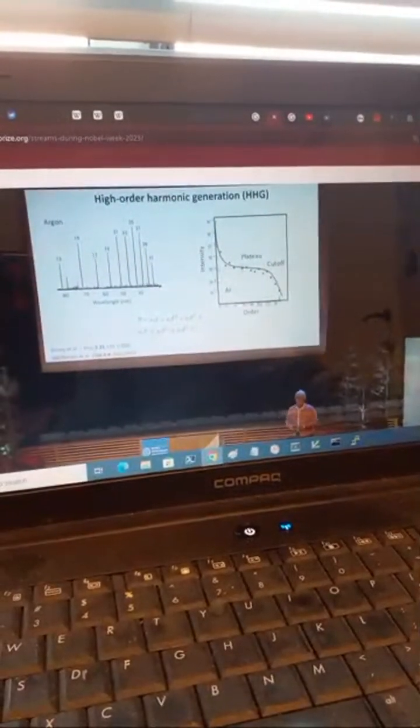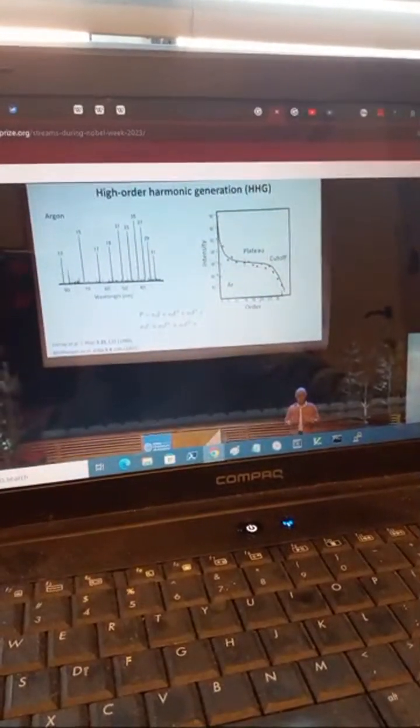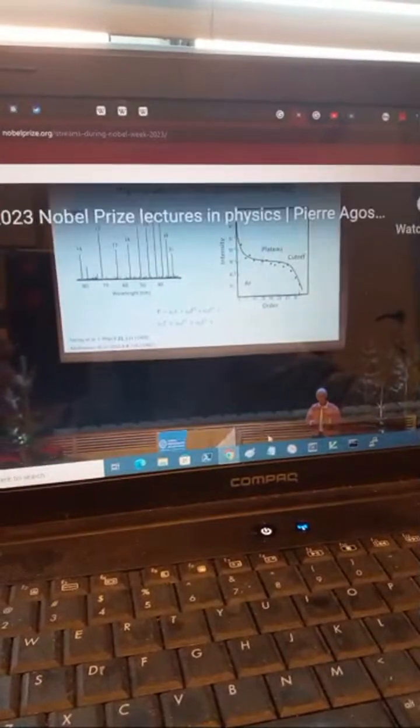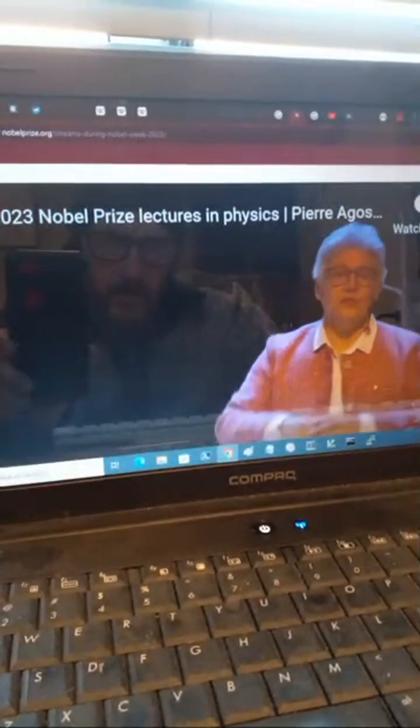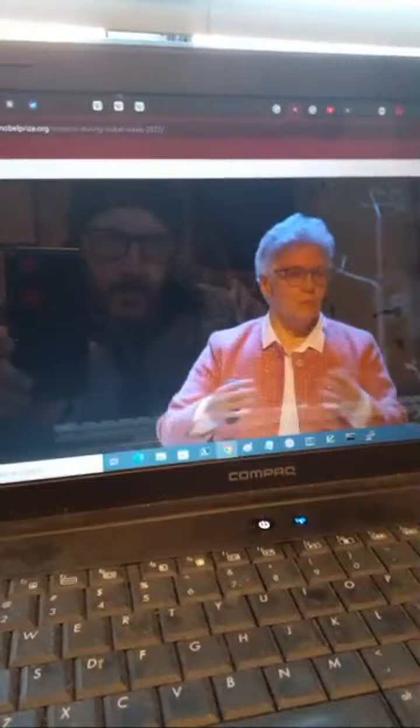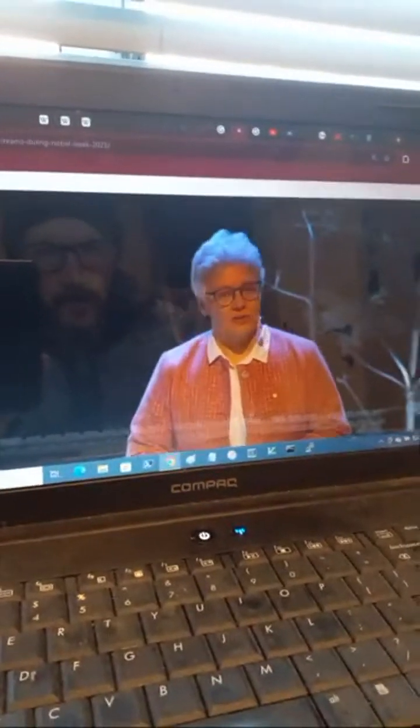You can notice that I'm only talking about odd orders of the laser, and this is due to a symmetry property of the medium. It has the inversion symmetry, so the even order harmonics are actually killed.